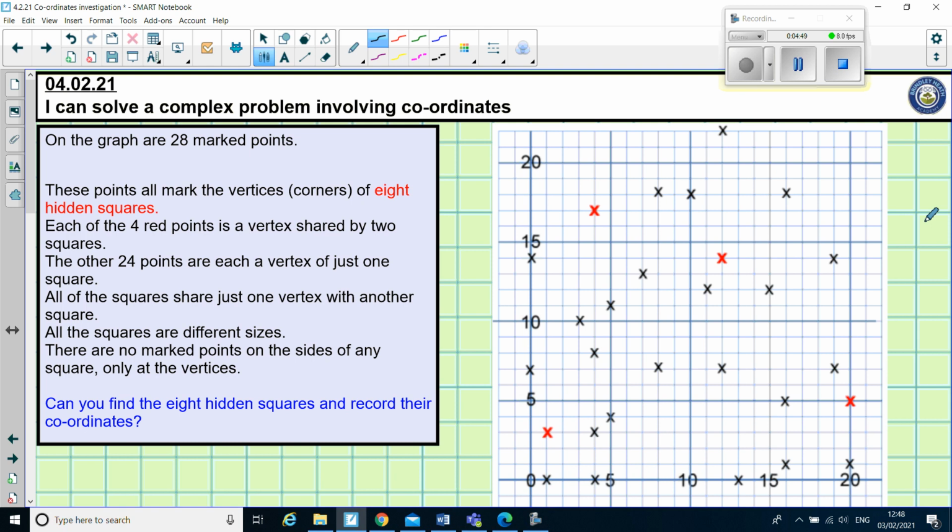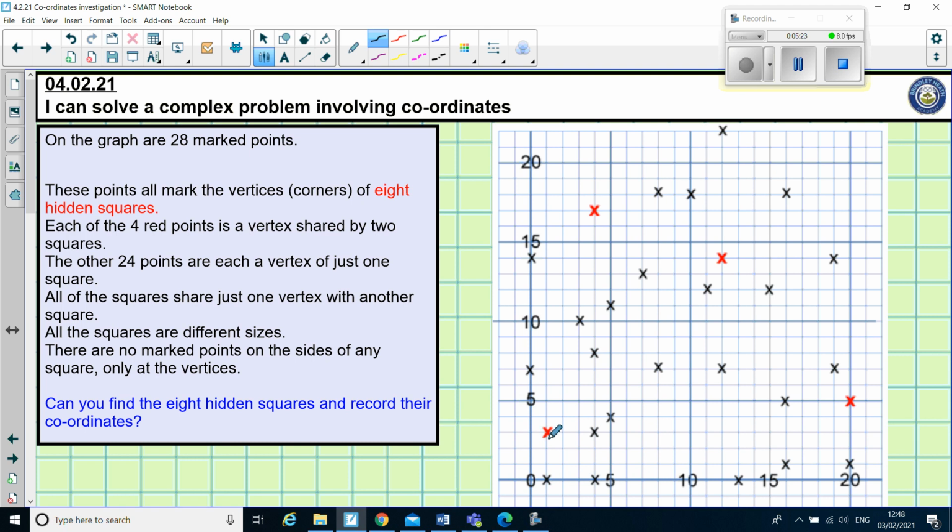Each of the 4 red crosses, so we've got 1, 2, 3, 4 red crosses, means that at that cross, two squares meet. So it's not only the corner of one square, but it's the corner of two squares. All of the squares share just one vertex with another square. So the red crosses don't share more than one corner with another square, they only share one corner.